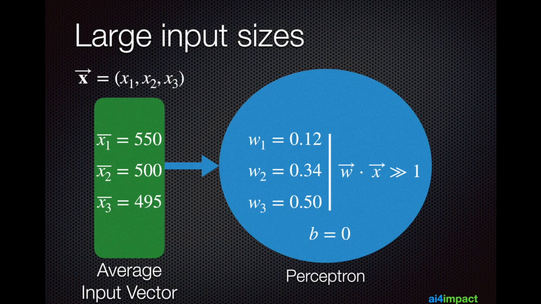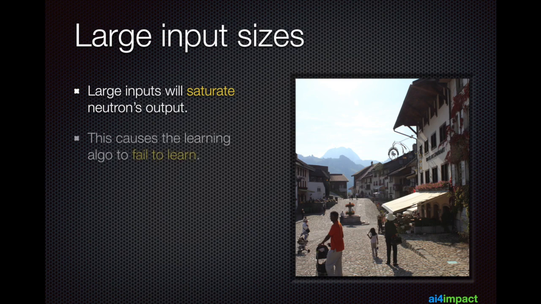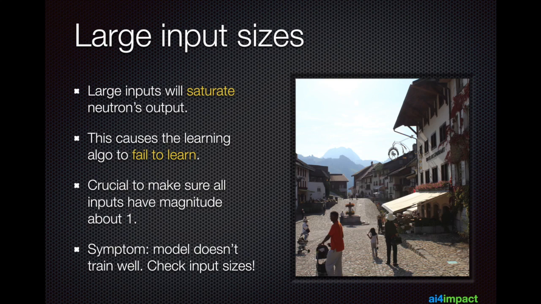What this means is that when you have large input values, learning becomes very slow, and most of the cycles would be spent trying to reduce the values of W1, W2, and W3 instead of actually learning. A symptom of this is that your network will not learn. So it is crucial to make sure that your inputs have a magnitude of about 1. I would say you could get away with values below 10. So a symptom is that your model doesn't train well. Always check the input sizes as a first resort.